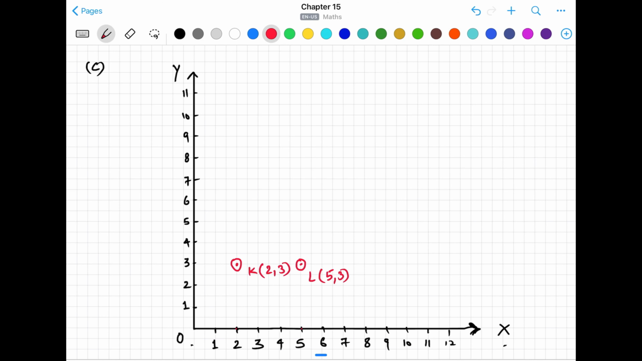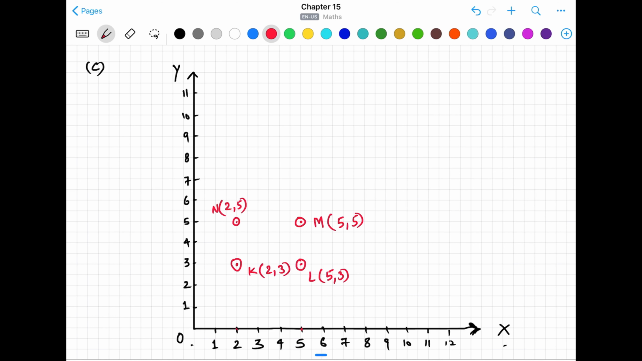Next one is M. M is having coordinate x 5 and y 5. So again x is 5, and we'll move 5 places upward. So that's our point M, having coordinate x 5 and y 5. Next one is N. N is having coordinate 2 and 5. That means x is 2 and y is again 5, so this point will be here. This is N having coordinate 2 and 5.